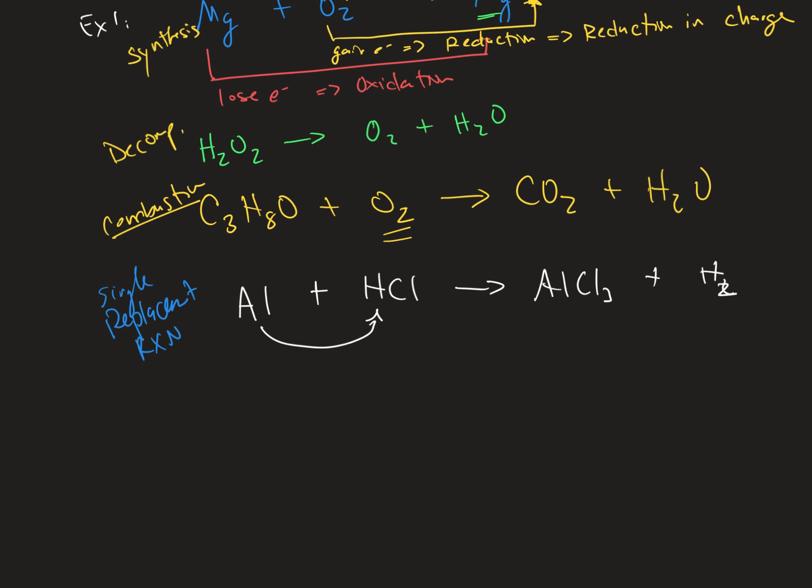All right, so those are the 4 types of oxidation reduction reaction. Why do we call this one single replacement? Because in this compound there's only one atom that gets replaced. The aluminum replaces the hydrogen, leaving hydrogen by itself. That's why we call that a single replacement.